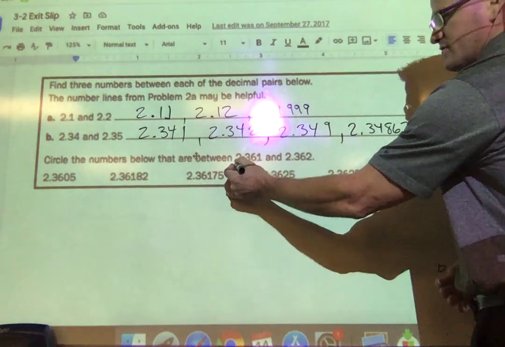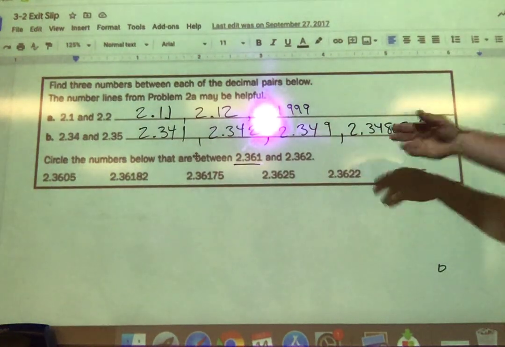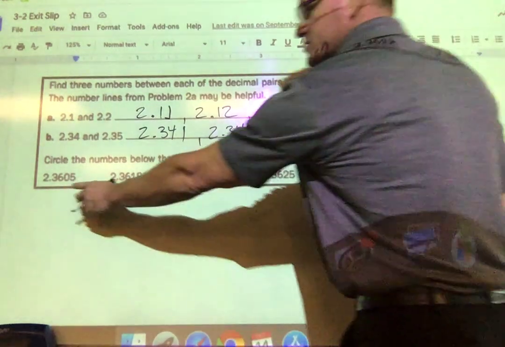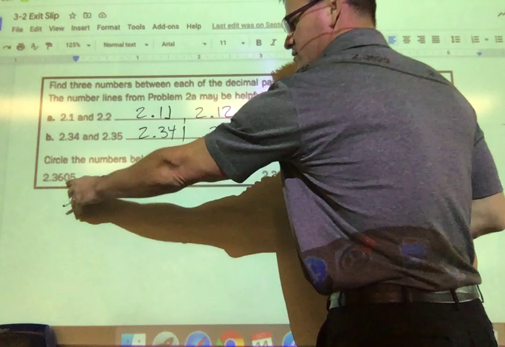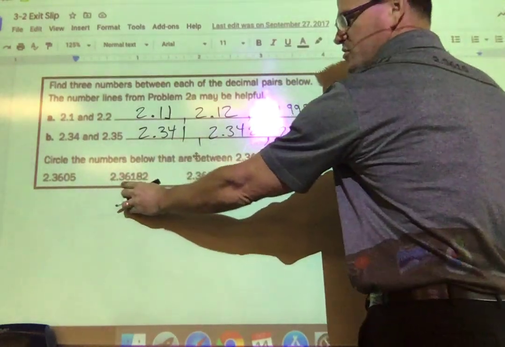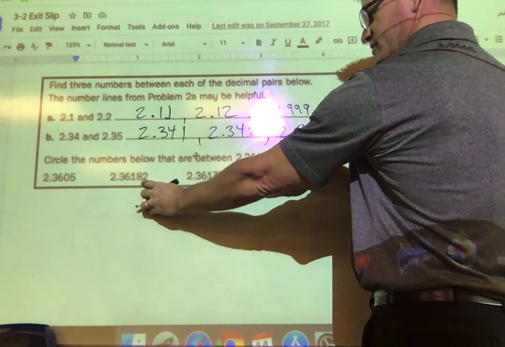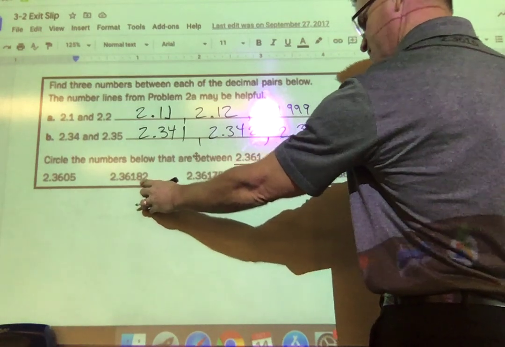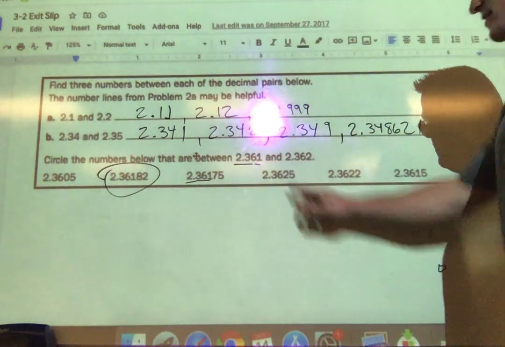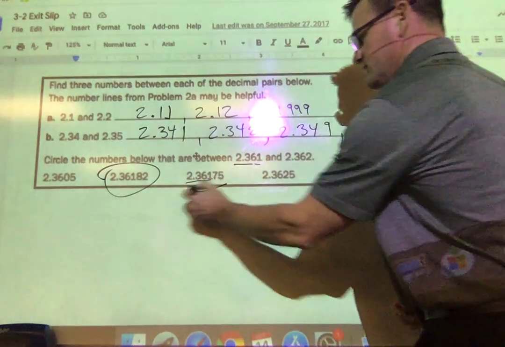Again, we should know we're looking for all the ones that start with 2.361. Let's see if we can do it out to the 10 thousandths column now. Same strategy though. 2.360. Well, that's less than 2.361. That doesn't fall between it. 2.36182. Yep, that falls between it. 2.3616. Yep, so that works. This starts with 2.361, and then I add a little more. It does not get to 2.362, so I know it's between them.